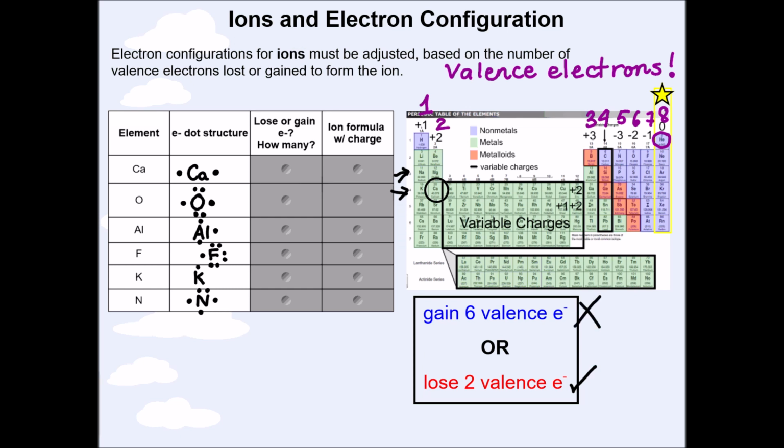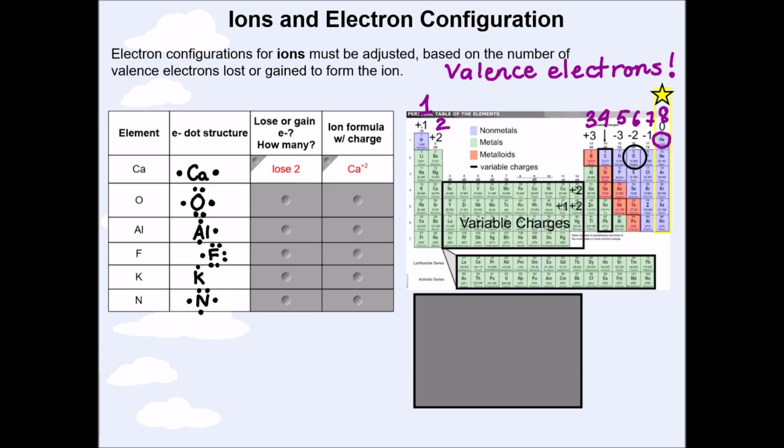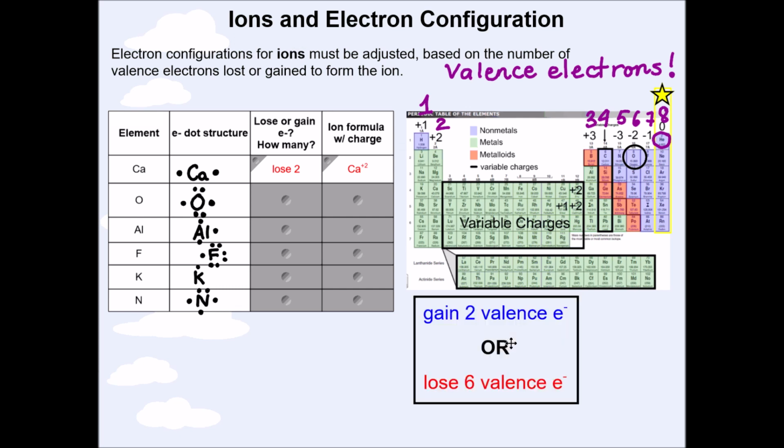And since it's going to lose 2 valence electrons, its ion formula would be Ca plus 2. Let's look at oxygen, and it has 6 valence electrons as represented by its electron dot structure. Now, oxygen has 2 choices. It can either gain 2 more valence electrons to achieve number 8, or it can lose all 6 of its valence electrons. So is it easier to gain 2 or to lose 6? Of course it is to gain 2. Elements will always take the easier way. So if it gains 2 electrons, its ion formula will be oxygen, or O, minus 2.